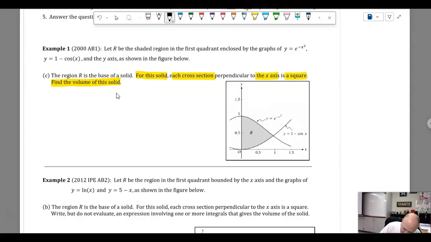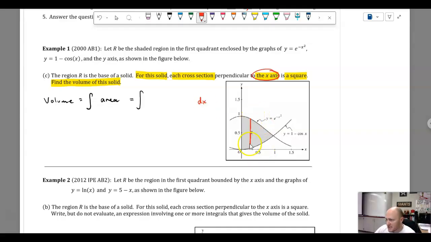So the volume is going to be equal to the integral of the area. And so what I have to do is find my area. Now the area is a square, and if it's perpendicular to the x-axis, this tells us that it is dx, and our height is going to be our representative rectangle, this region right here.